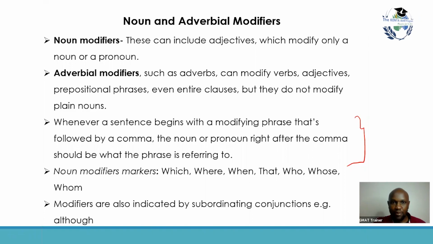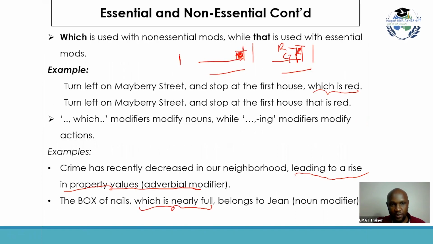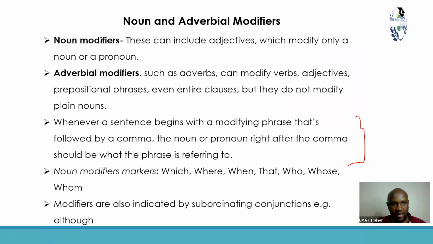Like in the previous example, we were referring to the box of nails, which is nearly full. In this case, your marker for the noun modifier would be which, because it modifies the box of nails. Another thing to note about modifiers, they are also indicated by subordinating conjunctions such as although. We already mentioned that. Now this is the main principle that you should note. Whenever a sentence begins with a modifying phrase that's followed by a comma, the noun or pronoun right after the comma should be what the phrase is referring to. We are going to see that particular principle in application shortly.